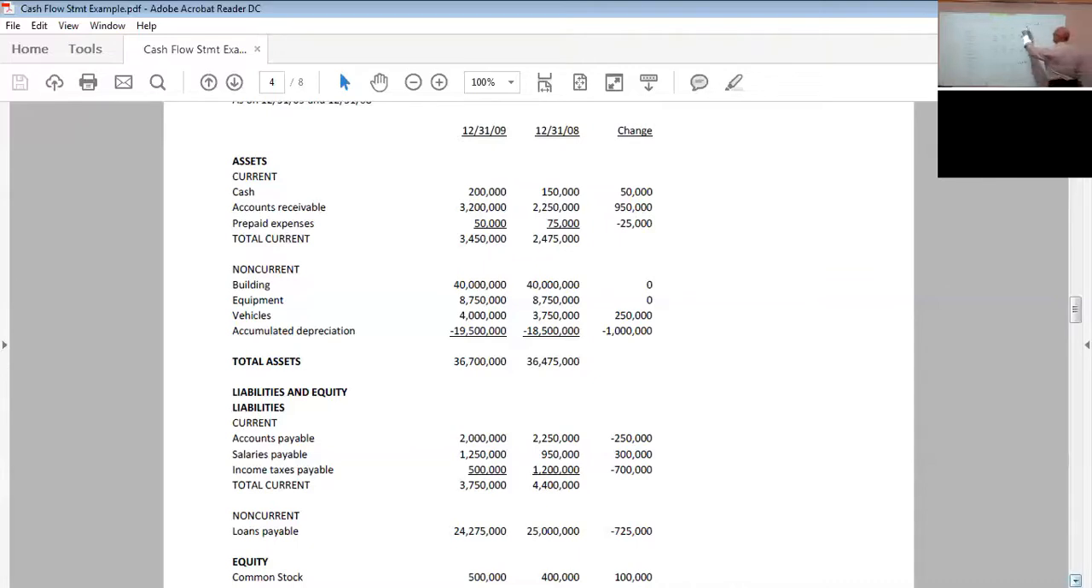If a current asset goes down, what happens to cash? Goes up. If a current liability goes up, what happens to cash? And if a current liability goes down, cash goes down.